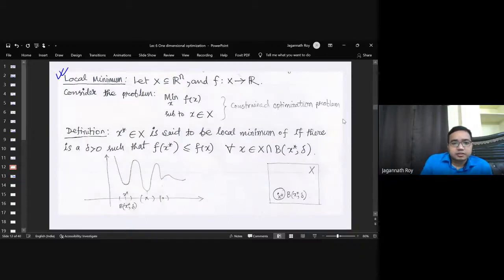So here, we'll try to find out the function. We'll try to find all the local minima, and then we'll compare them. Based on that, we will try to find the global.